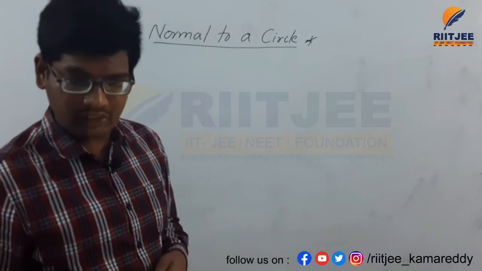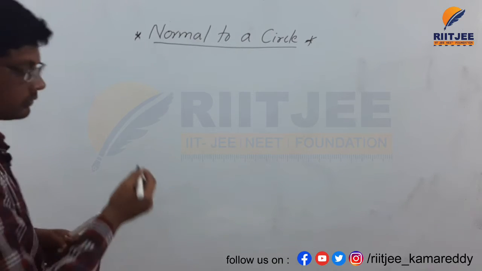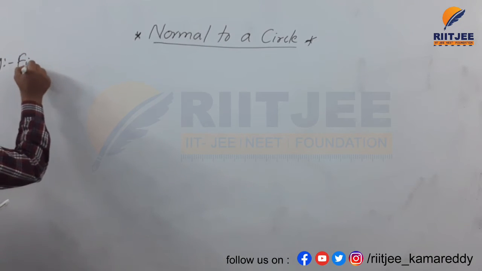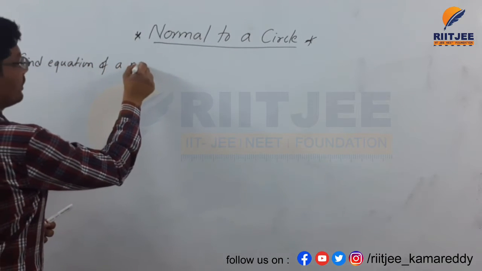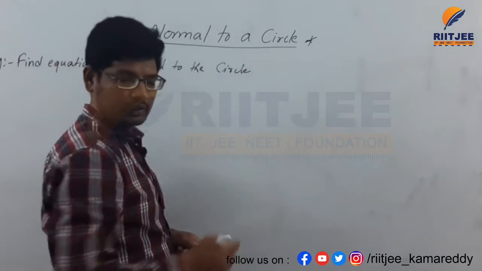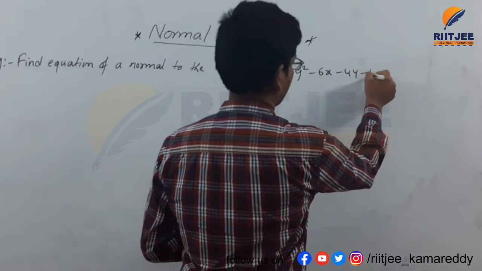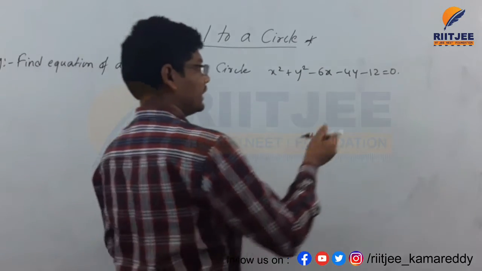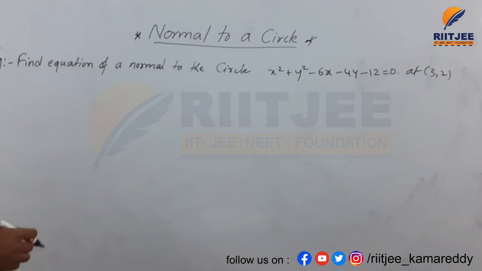The example: find the equation of a normal to the circle x square plus y square minus 6x minus 4y minus 12 is equal to 0. This is the equation, and at the point 3, 2.